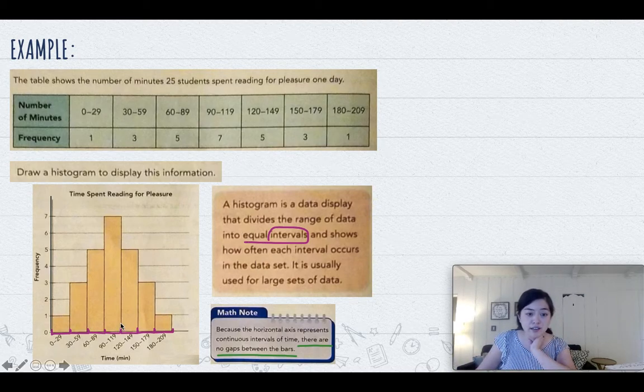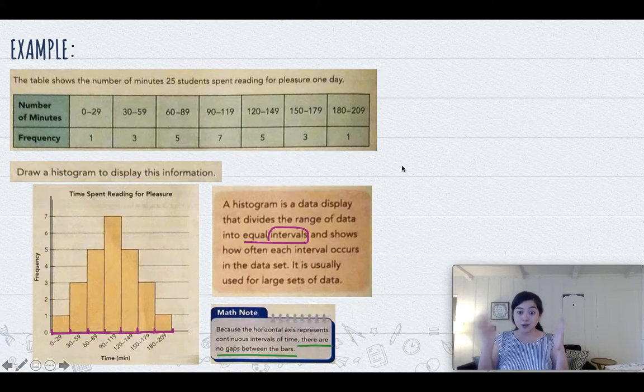And notice again, there's nothing in between the bars because there are no gaps between the bars. Our intervals are continuous: 0 to 29, then we go to 30. We don't go 0 to 29, then 29 to some other number. We go 0 to 29, then the next one up is 30, then 30 to 59, and the next one up is 60.